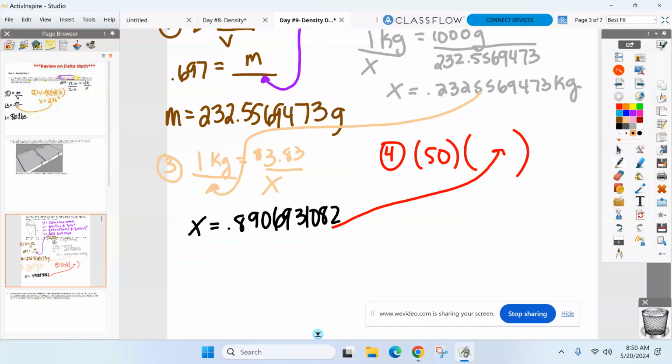Now we do have to round anytime, even if there's no rounding directions, it is money. So we always go near a cent, or AKA hundredth. So they're going to charge me what, $44.53 for the ice.